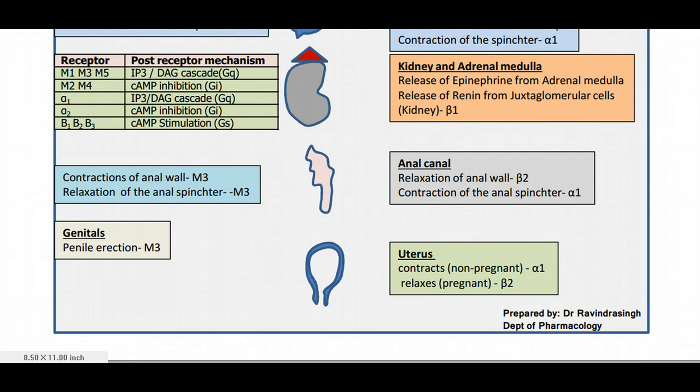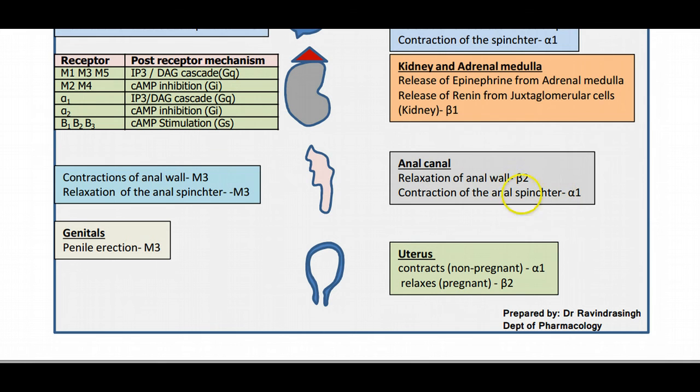The effect of the autonomic nervous system on the anal canal is similar to the effect on the urinary bladder. Here, the parasympathetic system again has M3 receptors, in the anal wall as well as in the sphincter. So any stimulation of M3 receptors in this area will cause contraction of the anal wall, and at the same time it relaxes the anal sphincter, which will lead to the process of defecation.